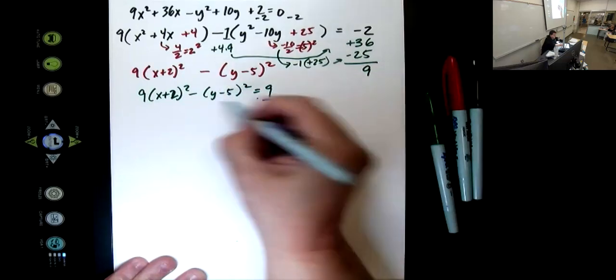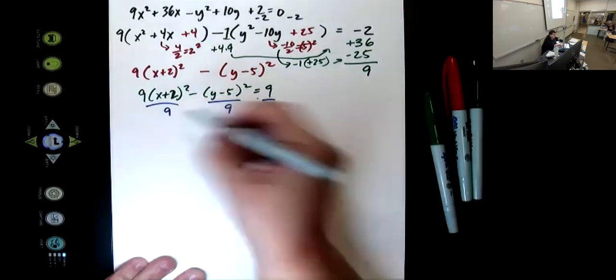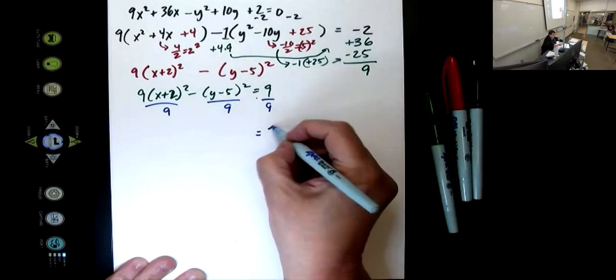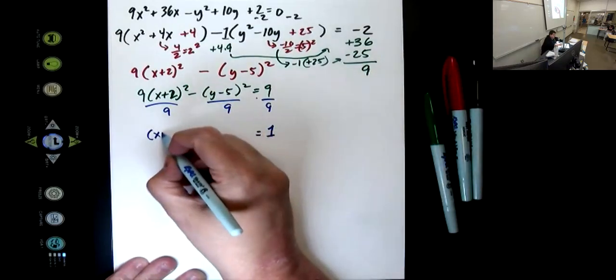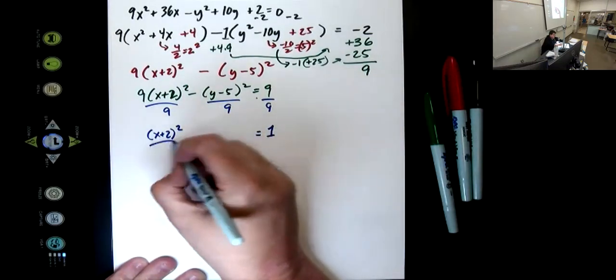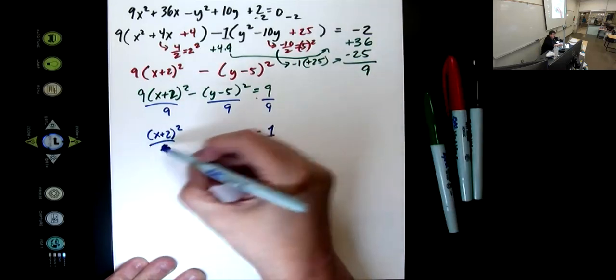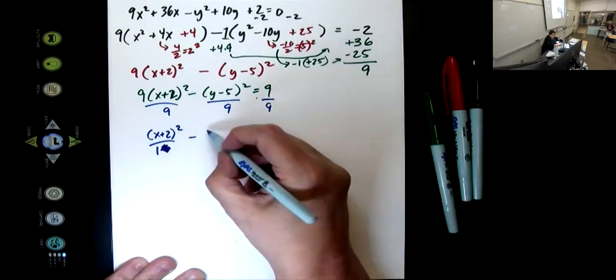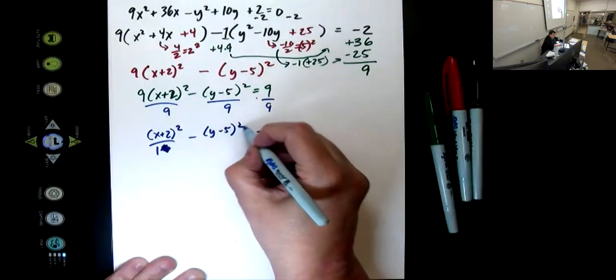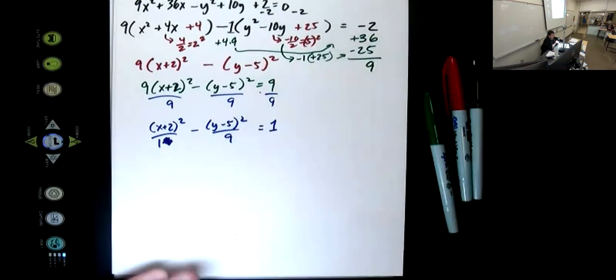Divide by 9. We want the right side to equal 1. And we get x plus 2 squared over 9, or over 1, minus y minus 5 squared over 9 equals 1.